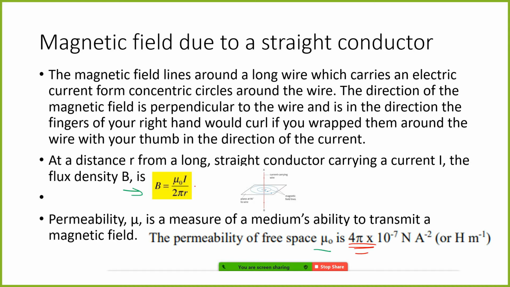So all you'd have done there is to just go ahead and put in mu naught, which is the permittivity of free space, times the current, divide that by 2 pi times the distance away from the wire, and you would have found out that information.